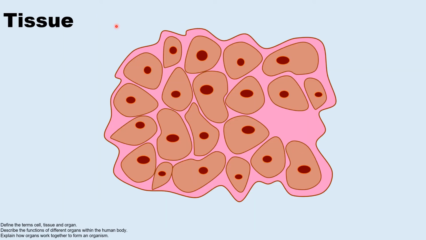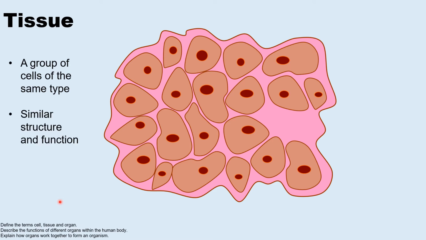So if we move on to tissue then, a tissue is a group of cells of the same type. So they have a very similar structure and function, and they work together for a specific purpose. So a cell is just one of these, and a tissue is multiple cells all together which have similar structures and functions, and they work together for the same purpose.